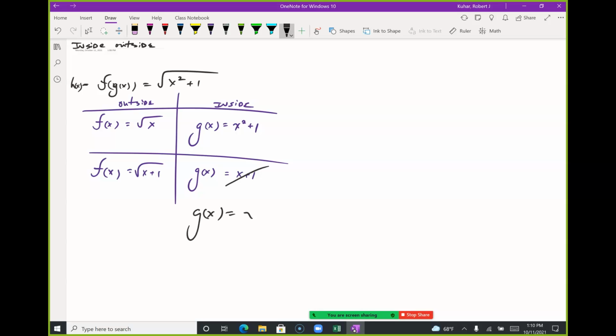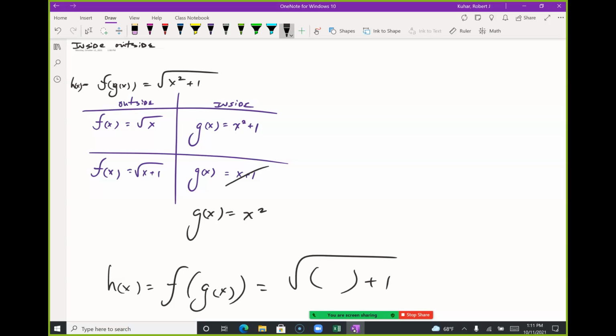So now, remember, where am I putting that g of x, right? H of x is f composed with g of x. It's the square root of empty parentheses plus 1, and what am I putting into the empty parentheses to get my composition, the x squared? This is very useful for you when you're doing the chain rule in Calc 1, next semester.